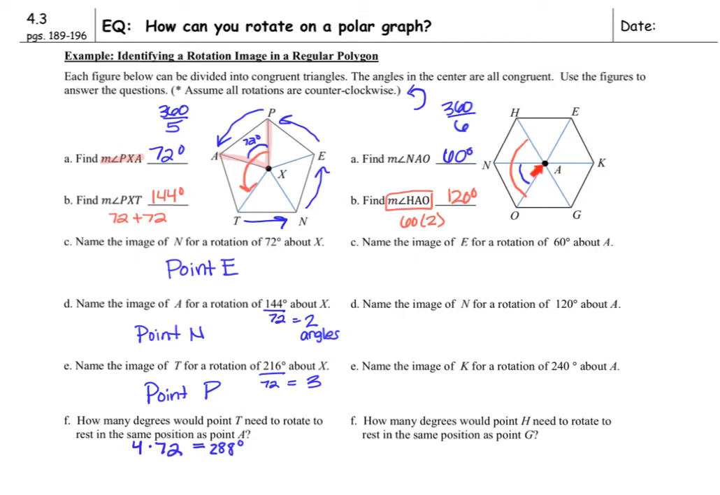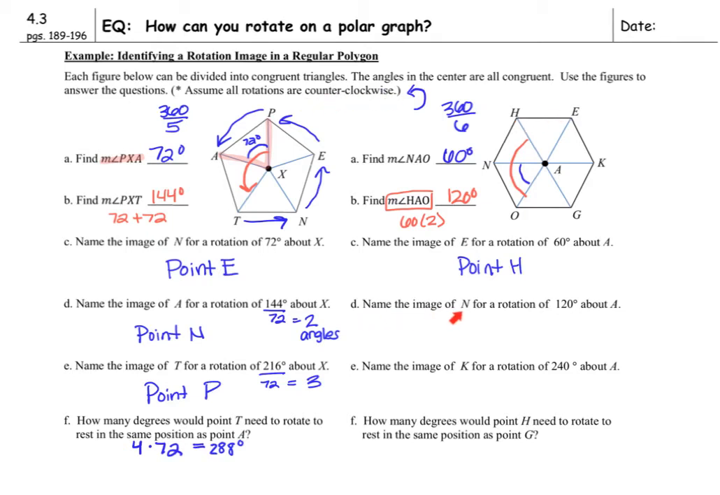Next, let's name the image of E for a rotation of 60 degrees about A. So A is just the center. So if I rotate E 60 degrees, that's one rotation. Which point would I be at? I would be at point H. So you want to remember that you're always going counterclockwise as stated in the directions.